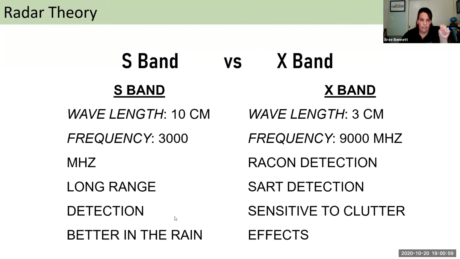Your long range detection is going to be better with the lower frequency, 3,000 megahertz, but it is a longer wavelength, your 10 centimeter or your S band. Different people in the industry might just call it a 10 or a 3, or an S and an X, S band or X band, or 10 centimeter, 3 centimeter.